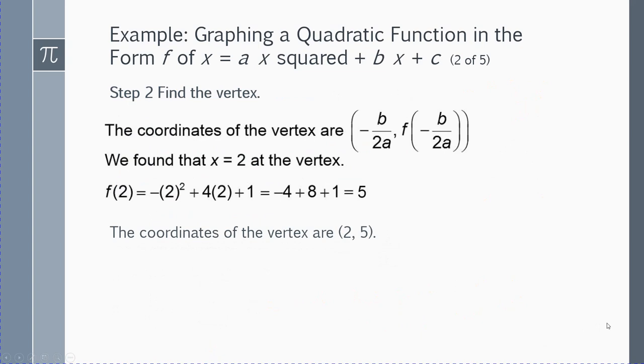And so you can see that here, just to save a little bit of time, when we take this and plug this into the function, you get -2 squared, negative, and then 2 squared plus 4 times 2 plus 1. It ends up being 5. So this is the y-coordinate. And you can see here the coordinate of the vertex is just 2, 5. That's it. Boom, we got it.